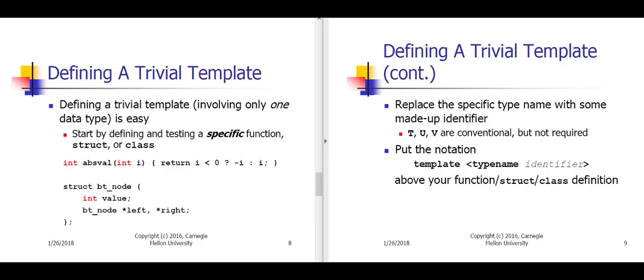So defining a simple template is very easy. First, you start with a specific function or class or struct. You identify what the data types are that might need to change from one version of the function or class to another. Here we have an absval function that returns the absolute value of its int argument.